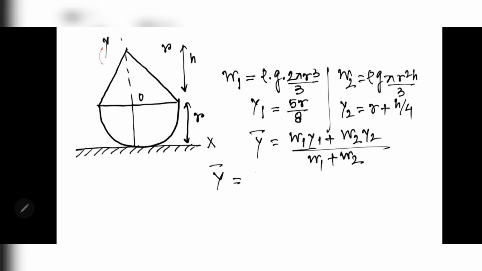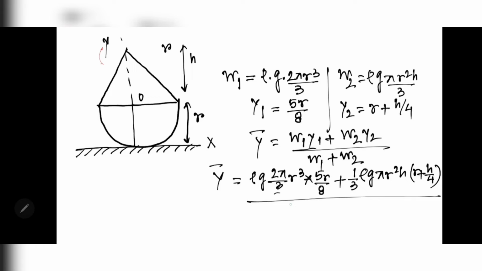we get rho g into 5r by 8 plus 1/3 rho g pi r square h into (r plus h by 4), divided by rho g into 1 by 3 into pi r square h.